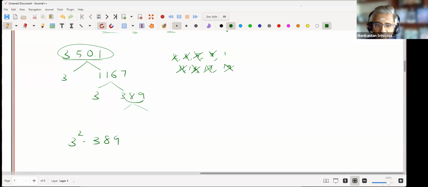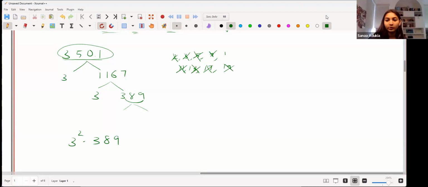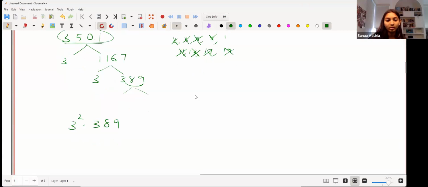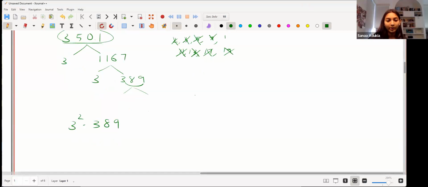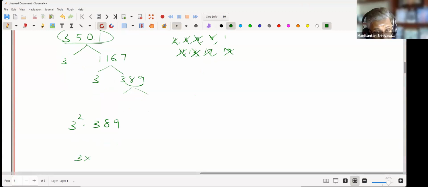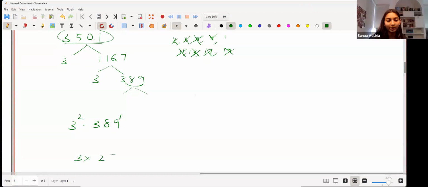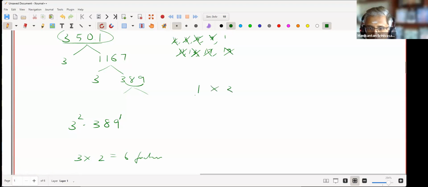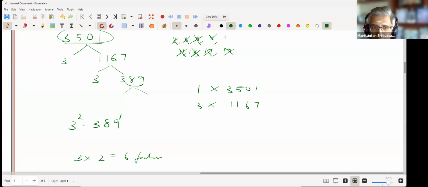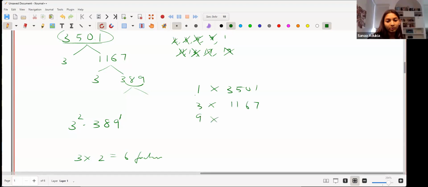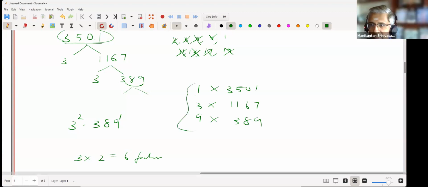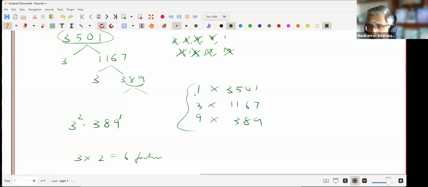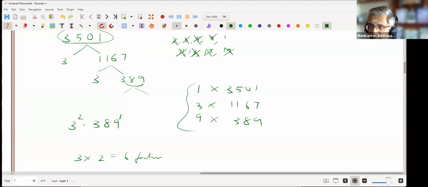Now, how many factors does this one have? It would be 3 times 2, because 3 square has 3 options and 389 has 2 options, so 6. Exactly. So this number has 6 factors. In fact, we can list all of the 6 factors very quickly. 1 into 3501, that's one factor. 3 into 1167, and 9 into 389. These are the 6. But you don't have to list them. In this case, since 6 was a small number, I thought I'll list it.